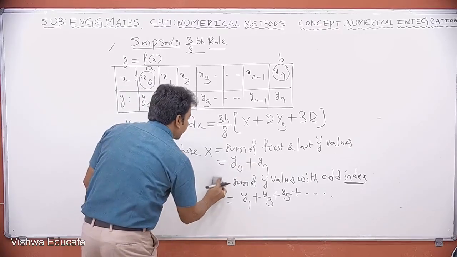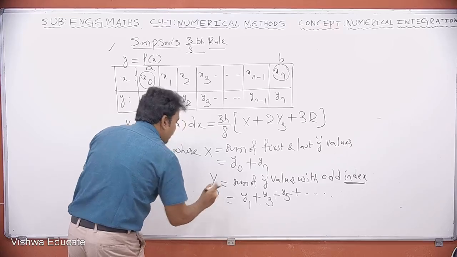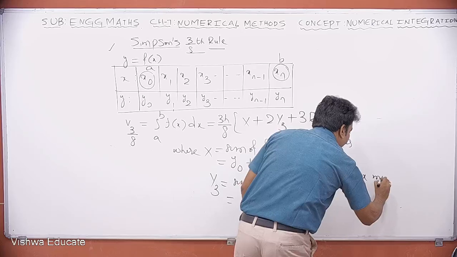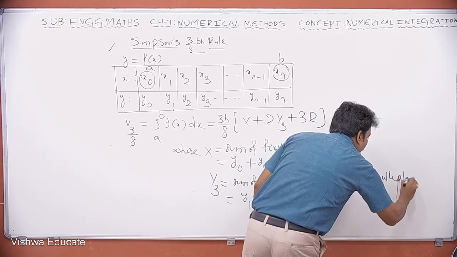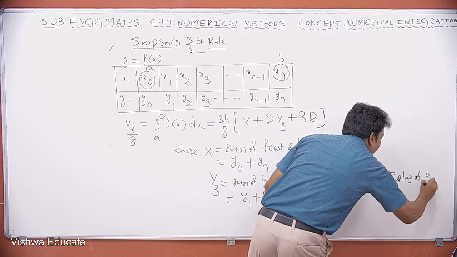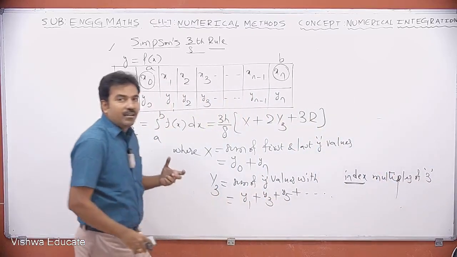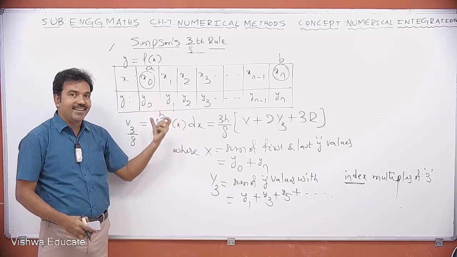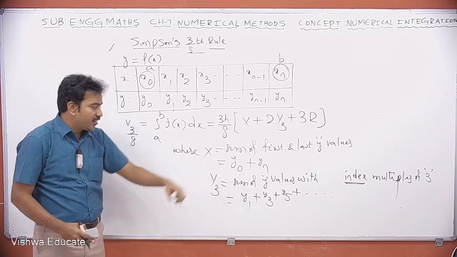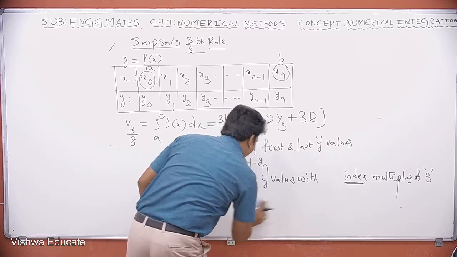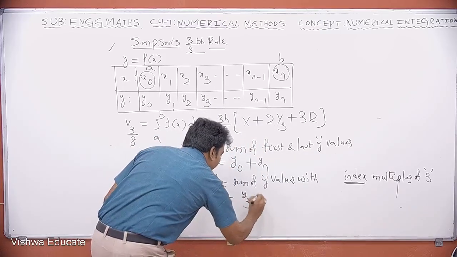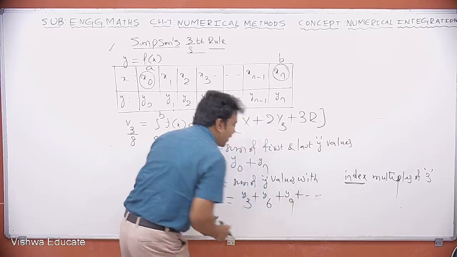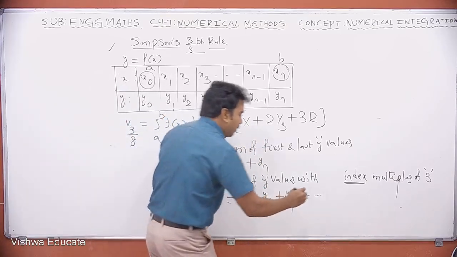Next I need to discuss what is Y3. This is the sum of y values with index multiples of 3. But generally people will take the tabular values which are multiples of 3. No, you need to maintain the index. Sum of y values with index multiples of 3. Therefore, this becomes y3 plus y6 plus y9 plus and so on. The index must be a multiple of 3.